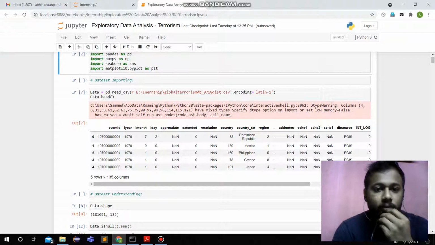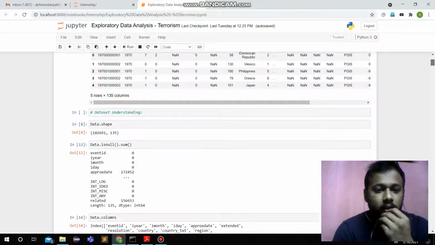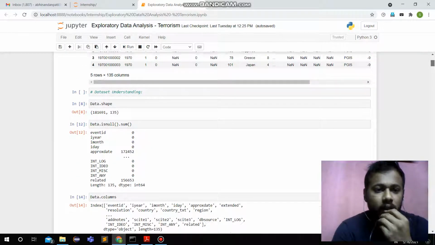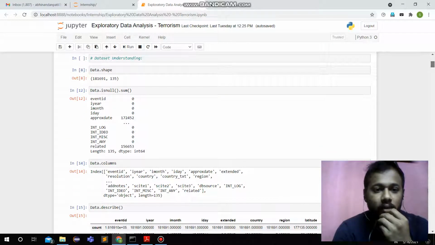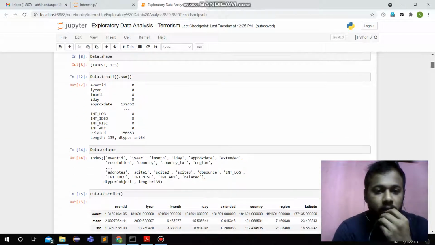Here I import the dataset of global terrorism. After understanding the dataset, I used data.shape and data.isnull to find any null values in the dataset. Here are the null values in the approx date and related columns.